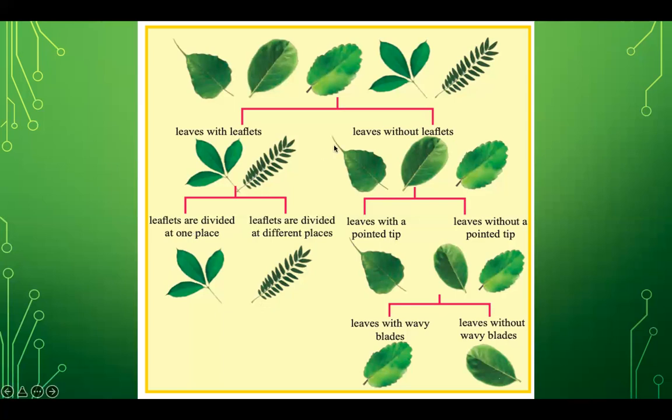Okay, another categorization of the leaves without leaflets. You can categorize based on the tip now. Tip means this part, right? The leaf tip is this part. The base is the other part. This is called the tip.